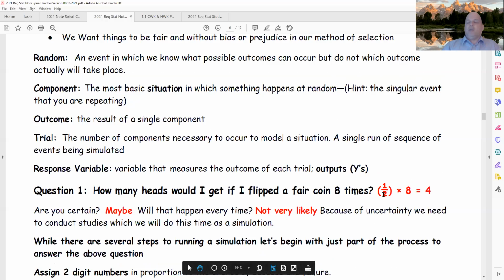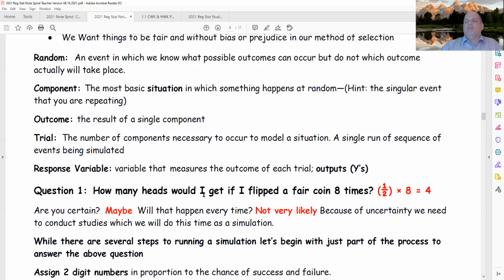All right. So I already said how many heads would I get if I flipped a coin 8 times? And basically 50% times 8 equals 4. And the answer, are you certain about that? Well, you just said that might happen, but it won't happen every time. It's not likely to because of uncertainty. So this is why we run a simulation.